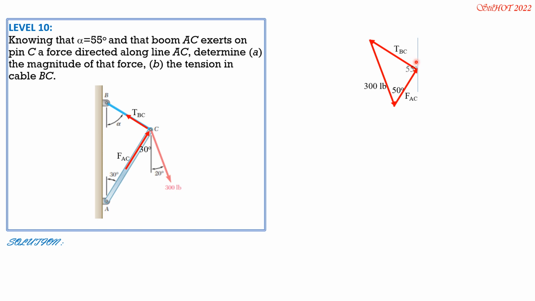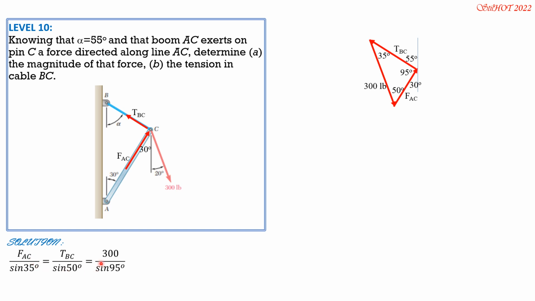We draw a vertical line here. This angle is alpha, 55 degrees, and F sub AC makes an angle of 30 degrees with the vertical. Therefore, this angle is 180 minus 55 minus 30 degrees. So this is 95 degrees. The remaining angle here is 180 minus 95, 85, minus 50, so 35 degrees. Then we solve for F sub AC and tension BC by the sine law from this triangle. F sub AC over sine 35 degrees equals tension BC over sine 50 degrees equals 300 over sine 95 degrees.